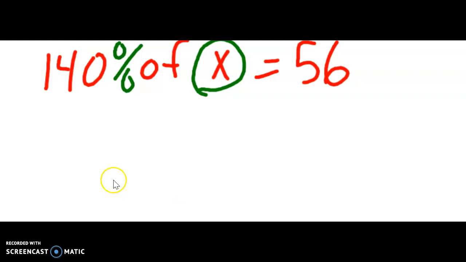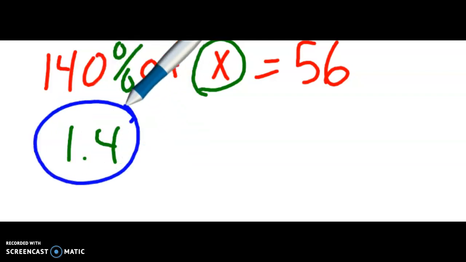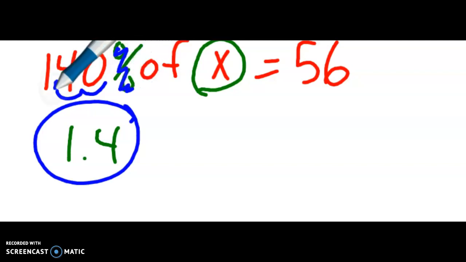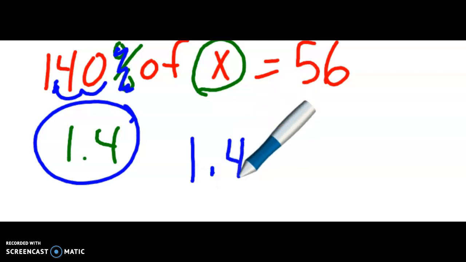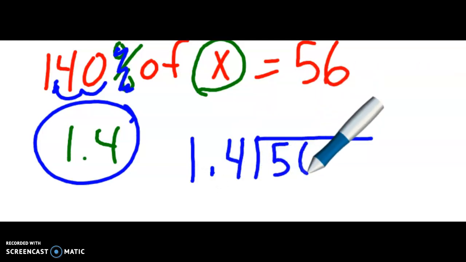Okay, so we also need to think of this as a percentage. In order to work it, we need to work it as a decimal. In order to change that 140% to a decimal, we have to move this over 2 places in order to get rid of the percentage and turn it into a decimal. Now we're going to take our decimal, our 1.4, and we're going to divide it into the 56.